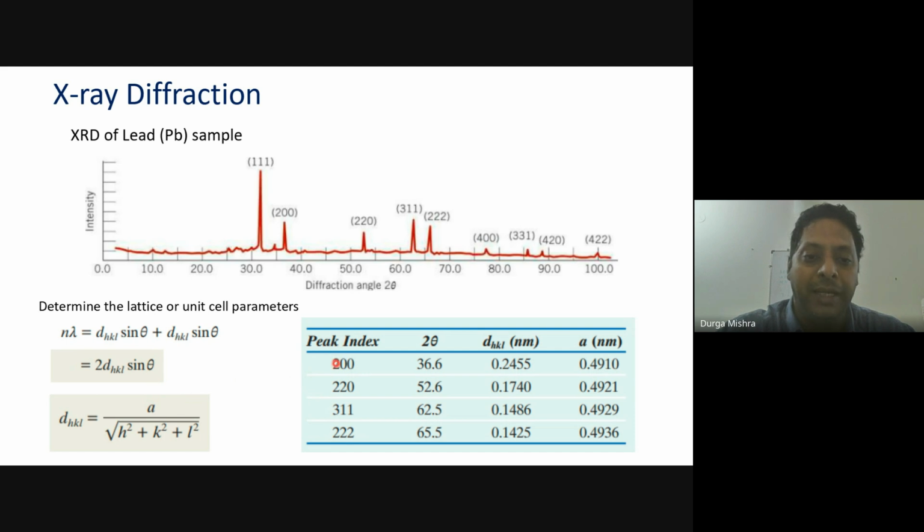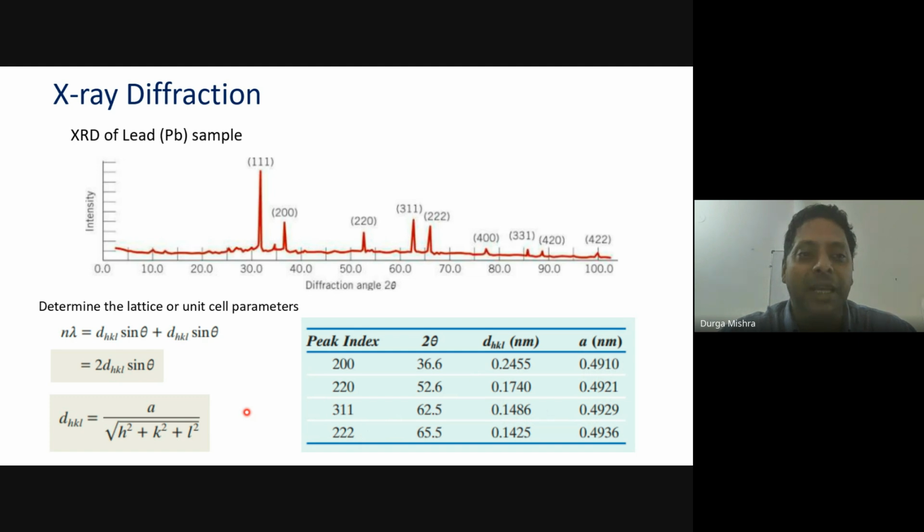So you write down the HKL values, here 111, 200, and the 2 theta, you calculate d, and then you calculate a, and you get almost similar values from all of these. That is what you expect, because it is a cubic FCC crystal. So you expect that the a value should be the same, about 0.5 nanometer.